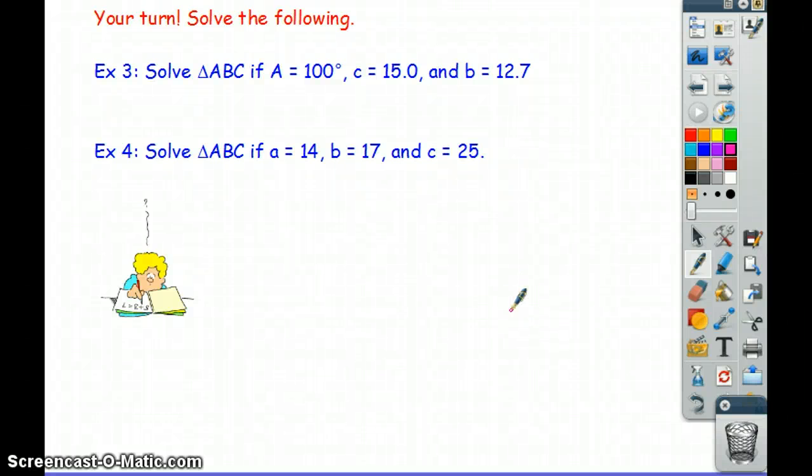Okay, we're back. Hopefully you had a chance to try these two problems. Let's go through them and see how you did. Here are the answers to example 3.